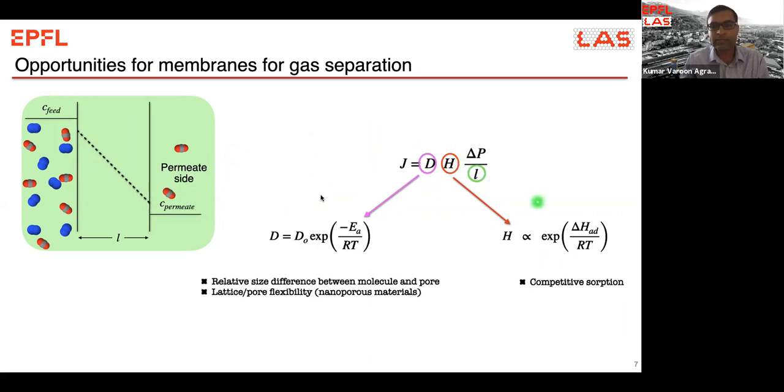So the whole process can be modeled by a simple Fick's law, which is basically the diffusion coefficient times concentration gradient. You can write the concentration gradient as Henry's coefficient times delta P over L. This is for gases at low pressure, so you could use the Henry coefficient simplification. So our group is focusing on three of these variables that go into this equation for flux.